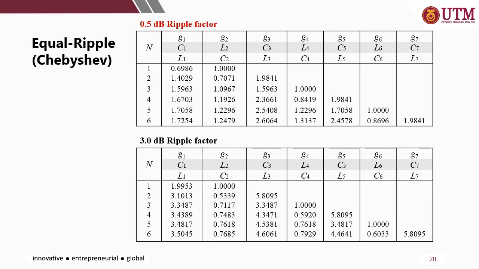Okay, the same goes for when you have to design the equiripple or Chebyshev filter, meaning that you need to first look at the ripple factor. If it is for a 0.5 dB ripple factor, then you refer to this table. Otherwise, you need to refer to the second one, and then refer to your n. For example, n equal to 6, then get your values. Okay, the same configuration, whether you want to choose configuration 1, 2, or 3.